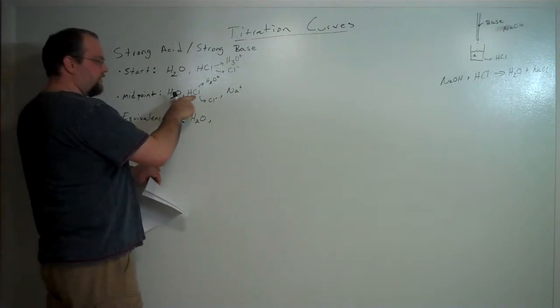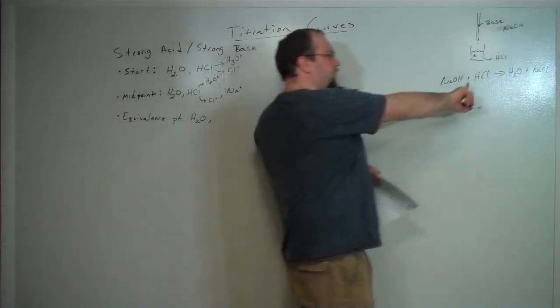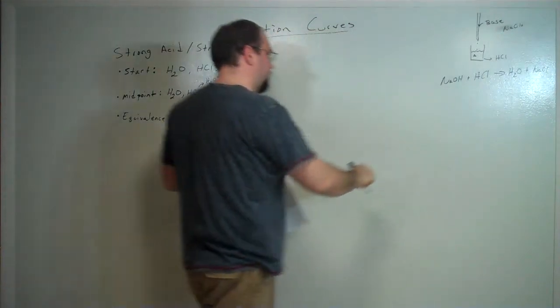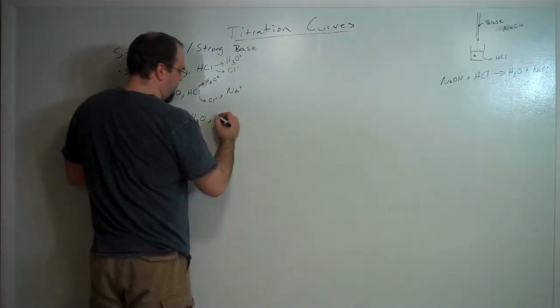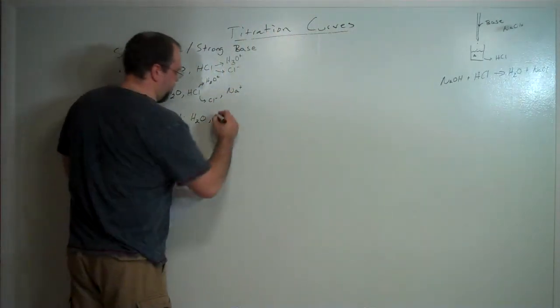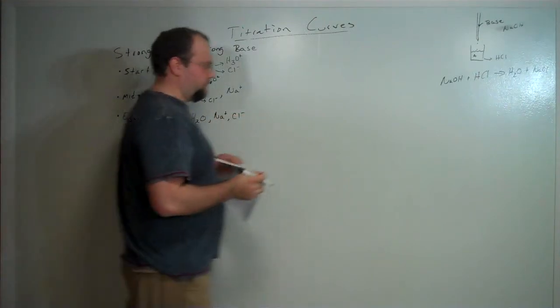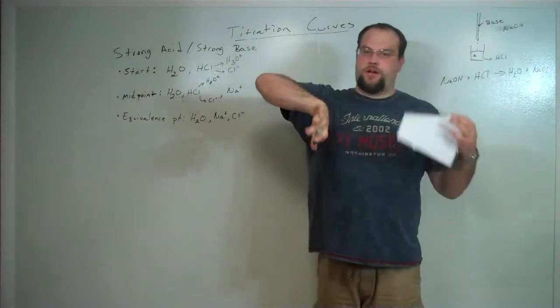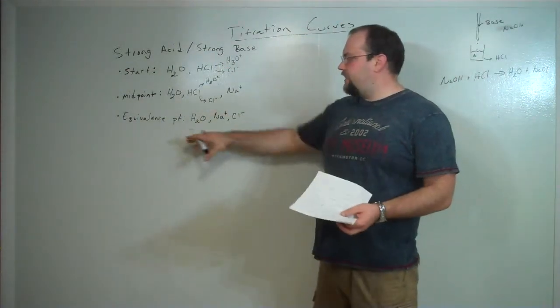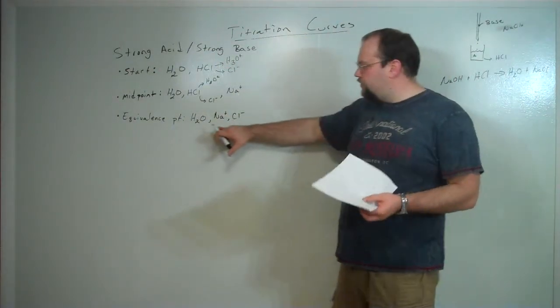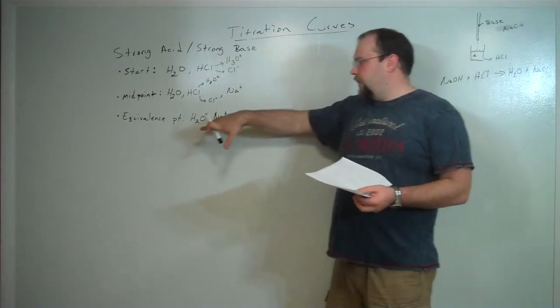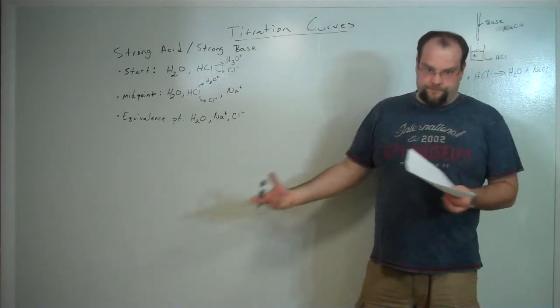I'm not going to have any HCl anymore because all of the HCl should have reacted with NaOH. So instead, I'm going to have my salts that are left over. I'm going to have Na, and I'm going to have Cl. All of the OH and all of the H's have reacted together. It is perfectly neutral at this point. I just have water and essentially salt.